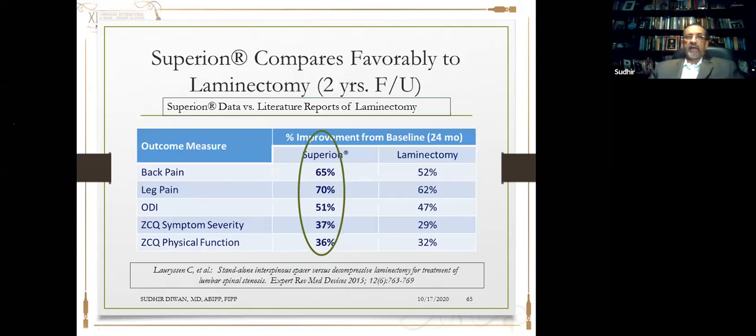You can look at the back pain, which is improved more than with surgery. Leg pain is improved more than 70%, and ODI is 51% more. So all the parameters are much better with the minimally invasive procedure at 2-year follow-up.